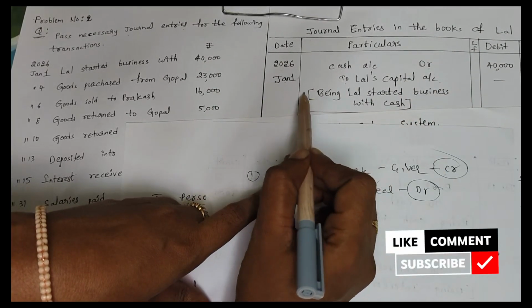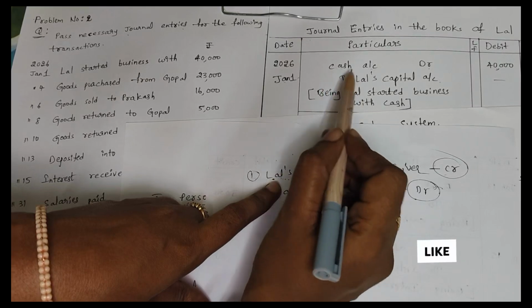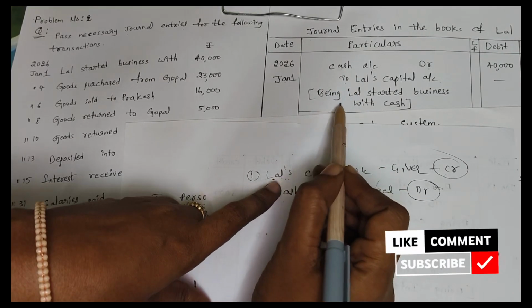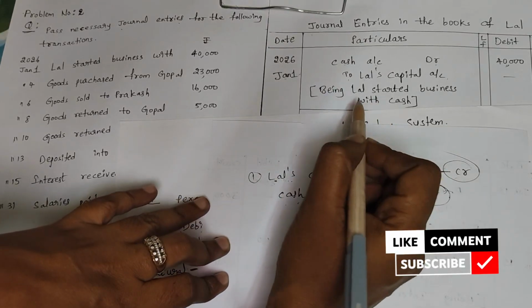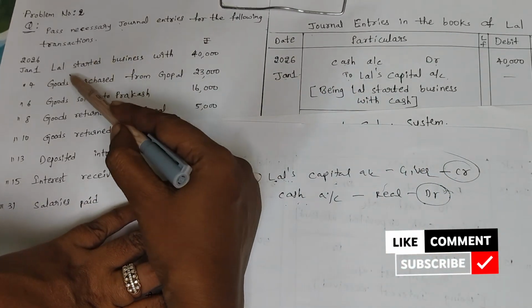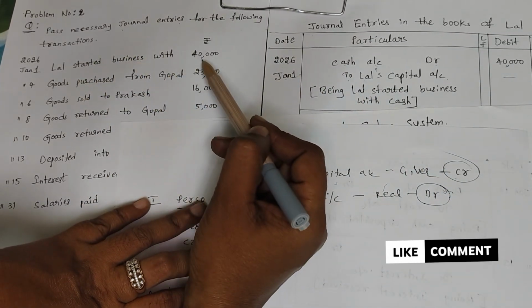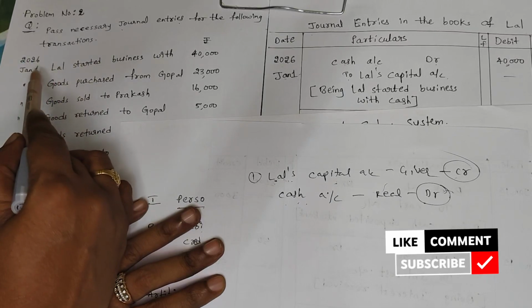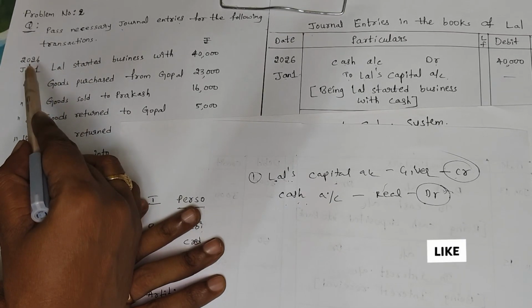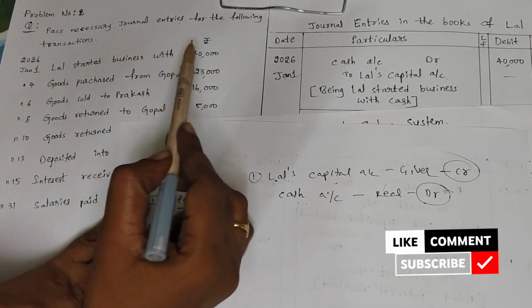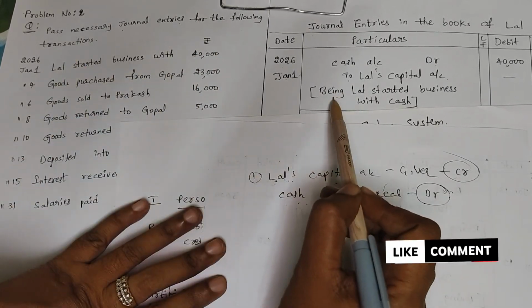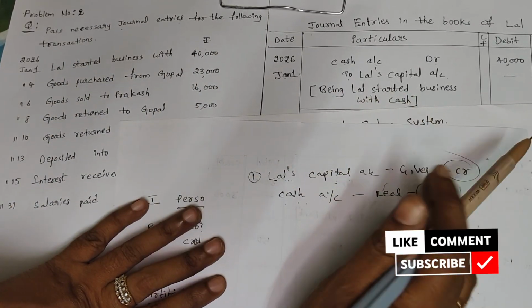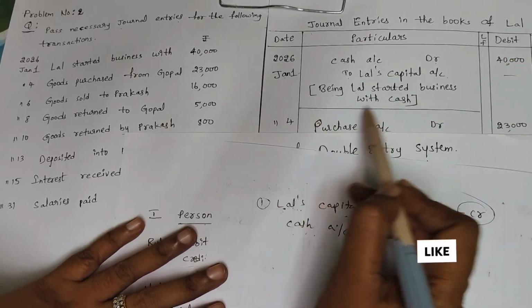And you need to write the narration after writing these two aspects. Narration is nothing but an explanation of the transaction. So how to write narration? Already we know the transaction: Lal started business with 40,000. Before the transaction, just write down 'being'. So: being Lal started business with cash. What is this 40,000? Cash. So just write here, being Lal started business with cash. So close this entry like this.